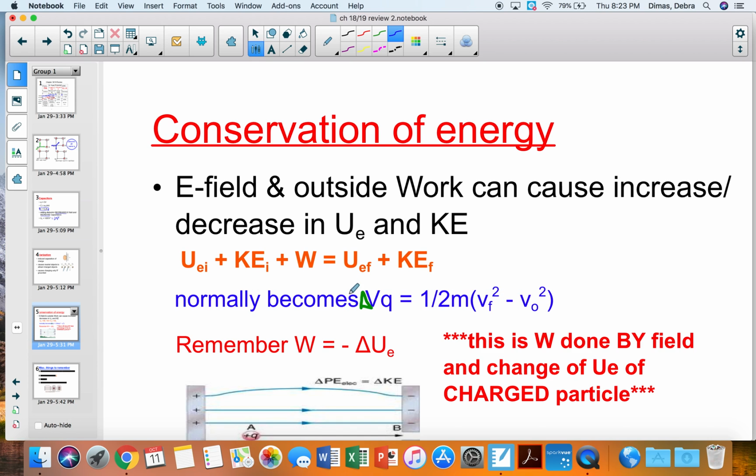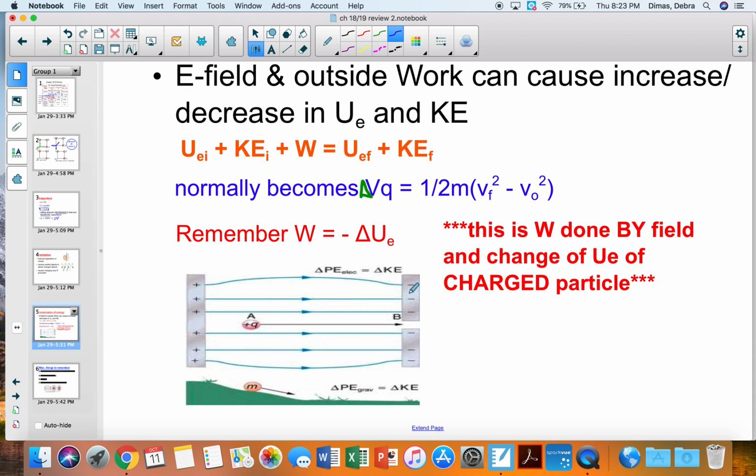Because the change in energy is equal to the change in kinetic energy, because we basically make electrons and protons fly through a potential difference, and we get them to go a certain speed, right? Remember, work is equal to negative delta UE. So this is the work done, and important, by the field.